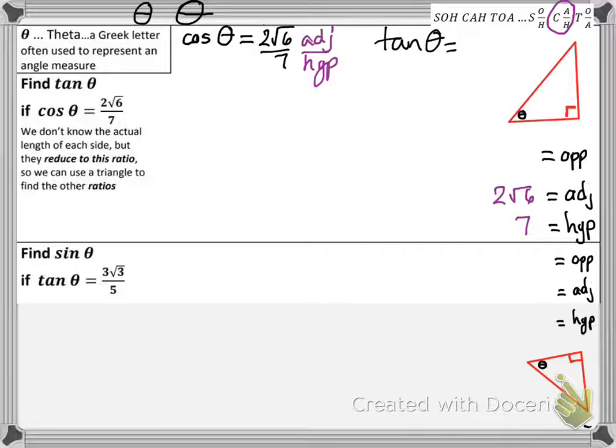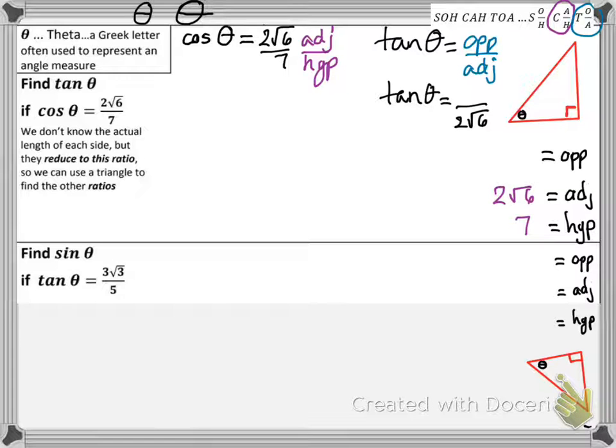In order to find my tangent, I'm going to have to know the opposite side and the adjacent side. It looks like I already know the adjacent side, 2 root 6. But I don't know the opposite. Let me put these on a triangle for those of you who need the triangle, but I think most of you will stop using the triangle after a while.